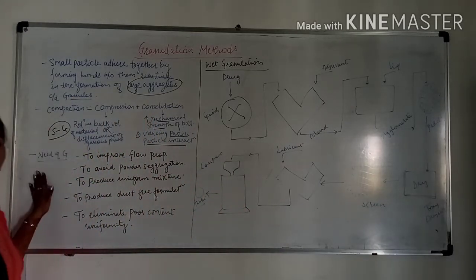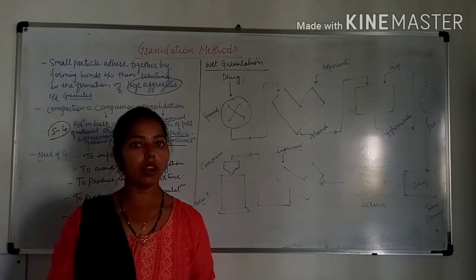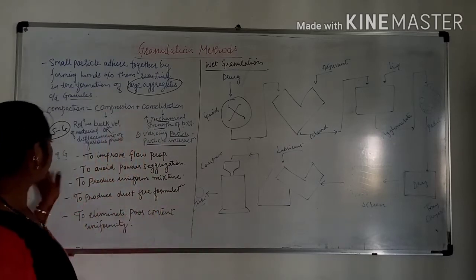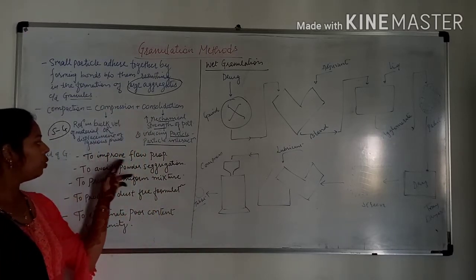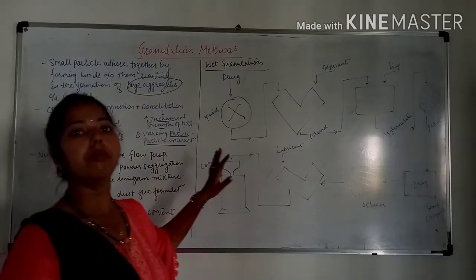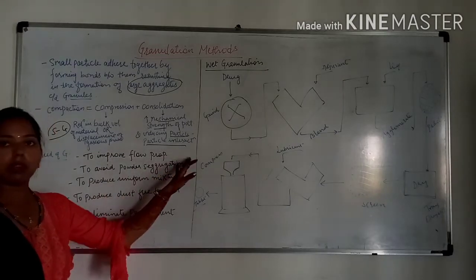The second thing is the need of granulation. Why do we need to make granules before compressing tablets? First, we need to improve flow property. By the granulation technique we can improve the flow pattern or flow characteristic of the substance.